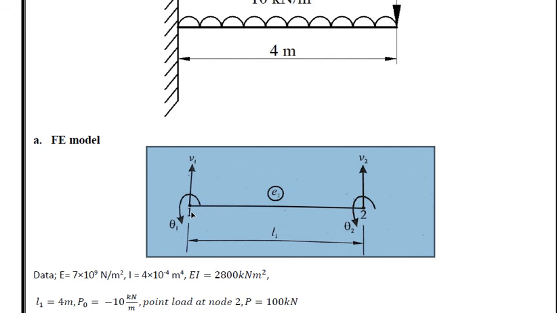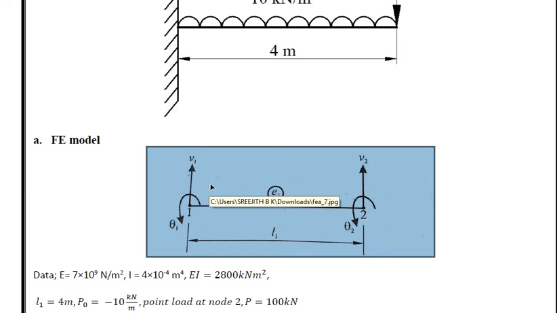Like bars, it is having node 1 and node 2, but one thing is unlike. In beams, at each node, the degrees of freedom is 2. So it is having 2 nodes, therefore degrees of freedom is 4 per element. So the size of the stiffness matrix will be 4 cross 4.